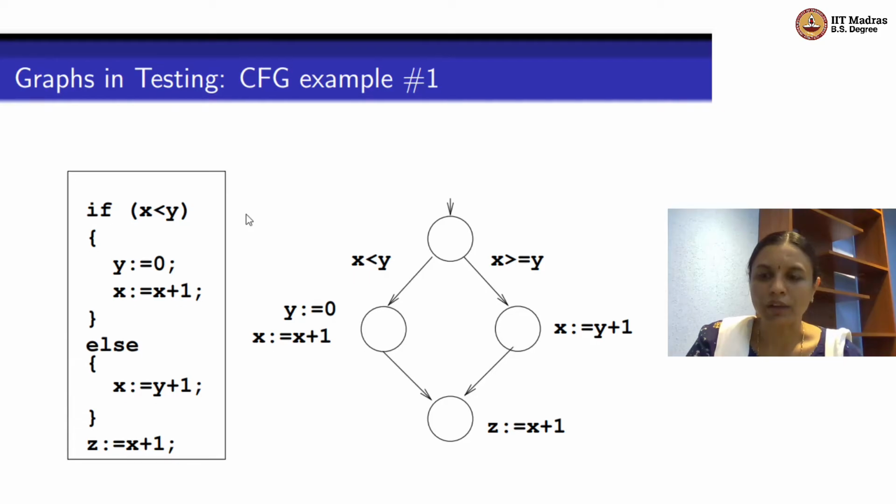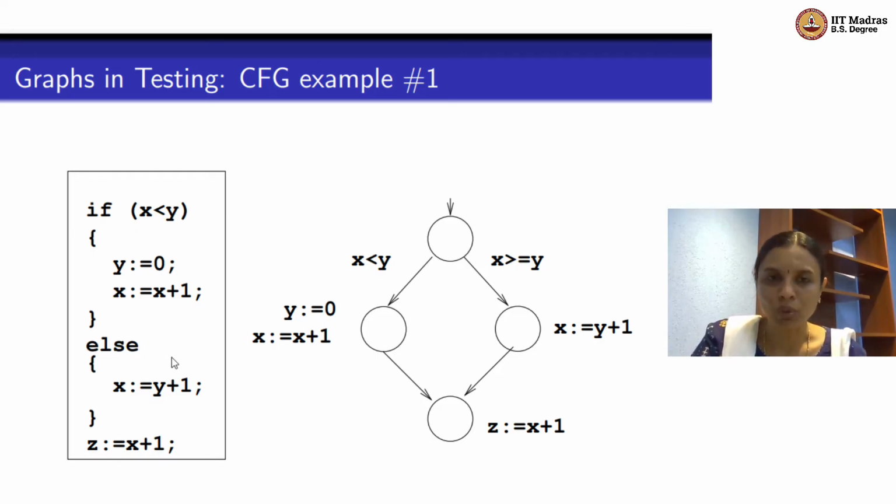So here is one such graph. Focus on this code snippet on the left. It's just a fragment of code, it doesn't represent full executable code. It represents some code of an if statement. So it says if x is less than y, then you execute these two statements, y equal to 0, x is x plus 1. Else, you execute the single statement, x is y plus 1. And then after this if is executed, z is x plus 1.